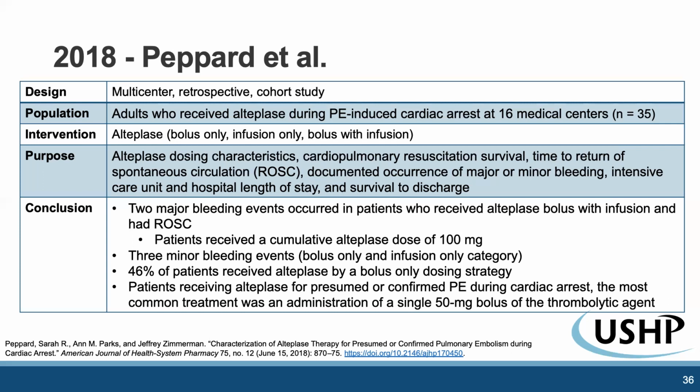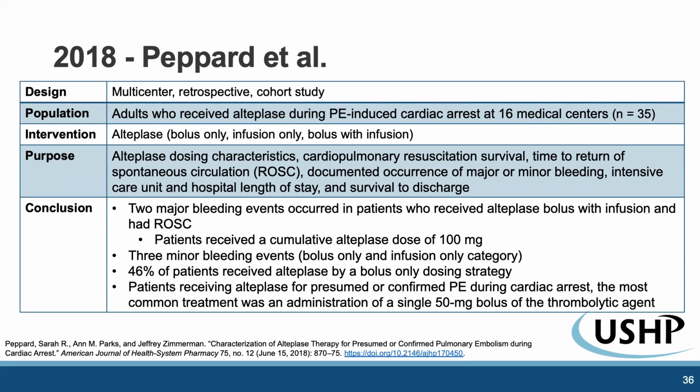In conclusion, this study found that 2 major bleeding events occurred in patients who received alteplase bolus with infusion, and then they also were able to achieve ROSC, all despite this bleeding event. And then patients received a cumulative dose of actually 100 milligrams on average, when assessing the bolus only, infusion only, as well as bolus with infusion dosing schemes. And then 3 minor bleeding events occurred, and this actually occurred in the bolus only and infusion only categories.